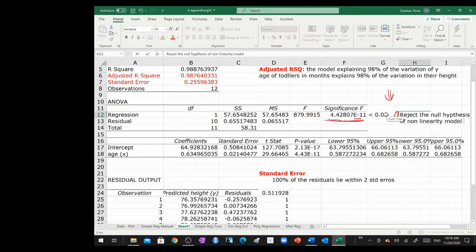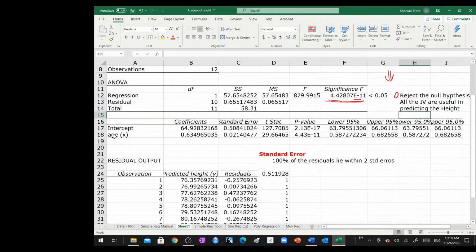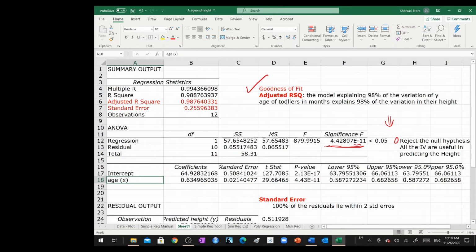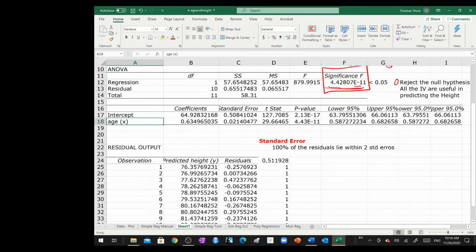of non-linearity model, or that all the independent variables, let me just put it as IV, independent variables are useful in predicting the height. We have only one independent variable here, it's age. So now this is the goodness of fit done. This is the significance here of the F test is done.